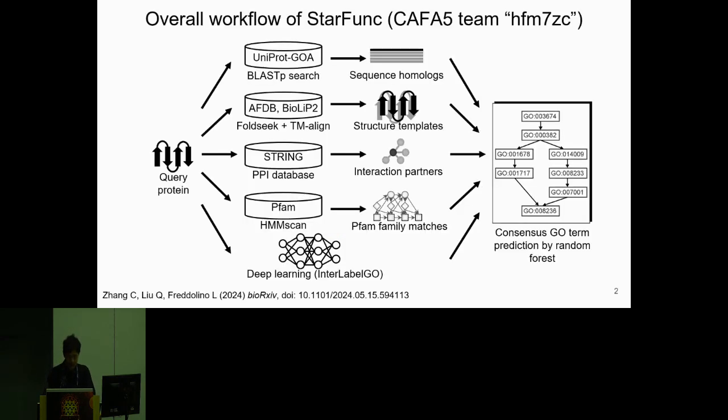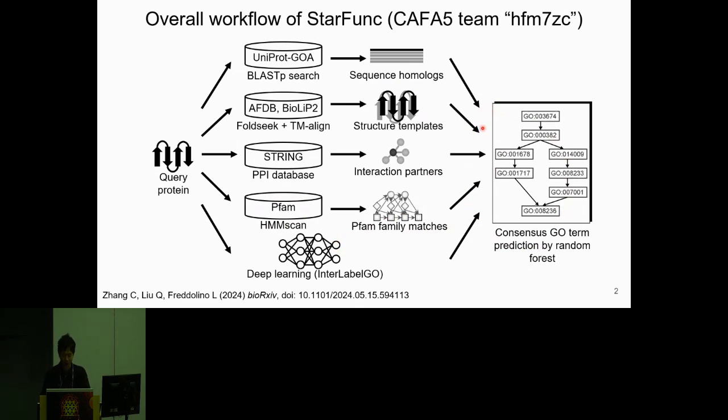So similar to almost all top-performing CAFA groups, our CAFA pipeline uses deep learning as shown at the bottom of this slide. Additionally, our method, StarFunc, makes extensive use of sequence and structure templates from BLAST search, from structure alignment, protein-protein interaction lookup, and Pfam HMM matches. The predicted GO terms from these sequence homologs, structure templates, interaction partners, Pfam families, and deep learning are then combined by a random forest model to derive the final consensus prediction.